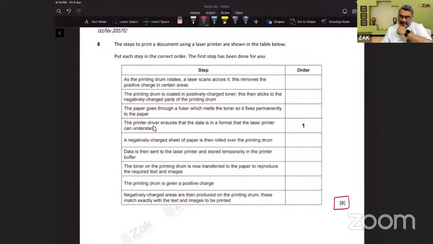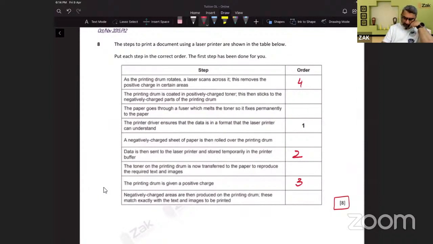laser printer can understand. इसके बाद होगा data is then sent to the laser printer and stored temporarily in the printer buffer. उसके बाद होगा the printing drum is given a positive charge, and then as the printing drum rotates, a laser scans through it. This is fourth. A printing drum rotates, a laser scans across it. This removes the positive charge in certain areas.